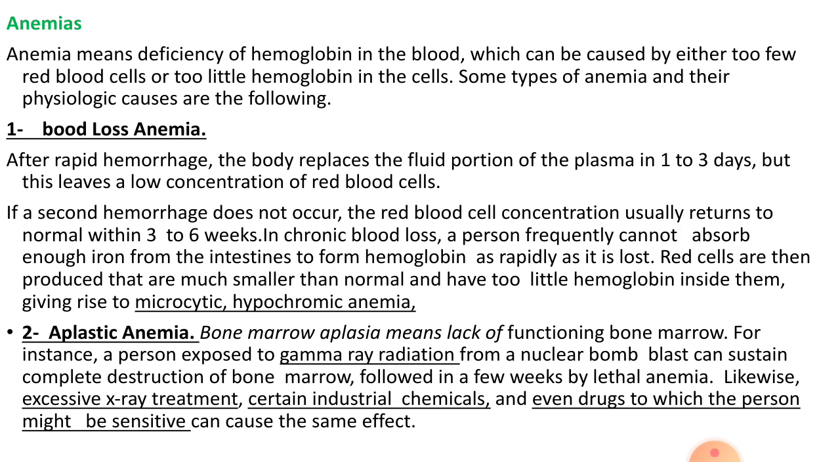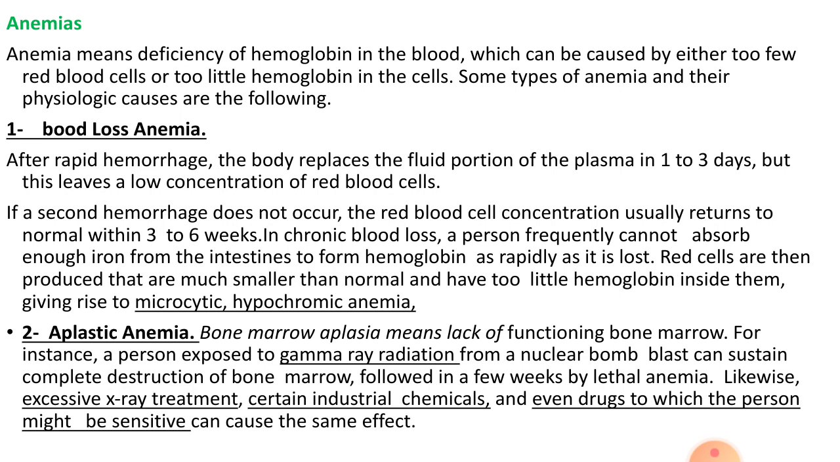Anemia can occur due to many reasons, like blood loss. If there is rapid hemorrhage, the fluid compartment of the plasma will be replaced within 1 to 3 days, and this will result in a low concentrated blood, because the red blood cells need time to be replaced. In fact, if there is no secondary hemorrhage, the red blood cells will return to normal within 3 to 6 weeks.